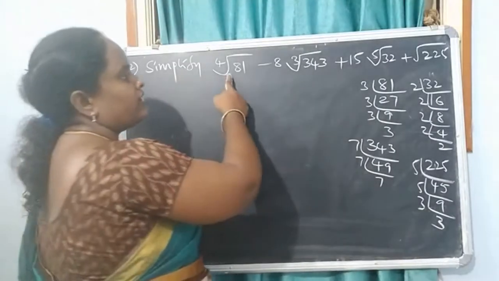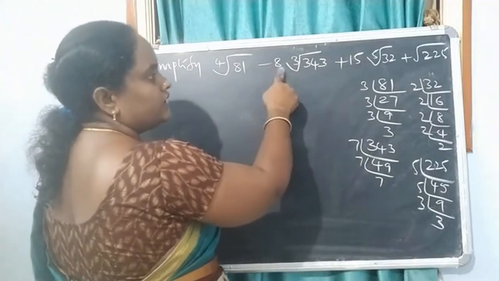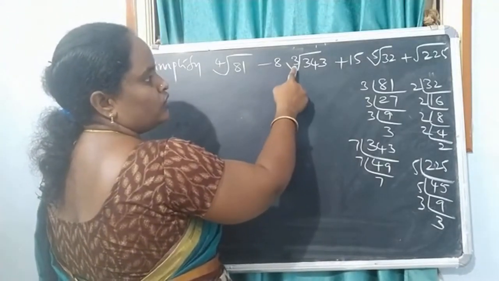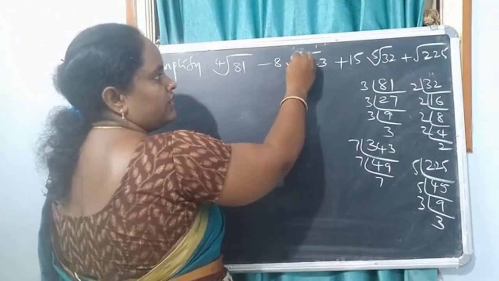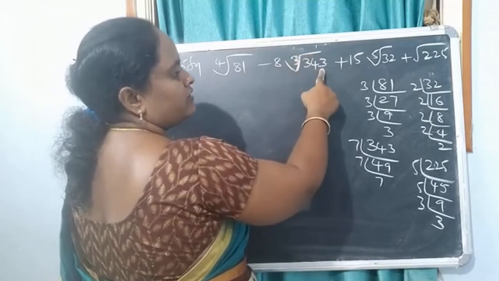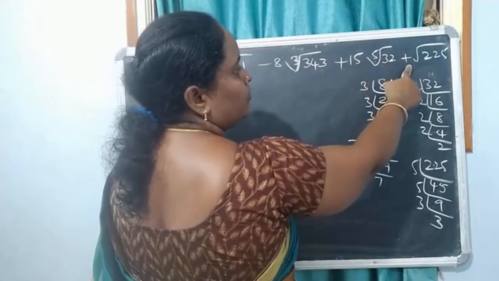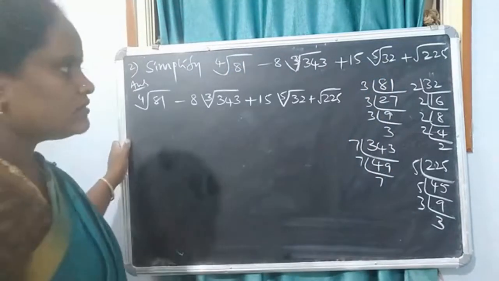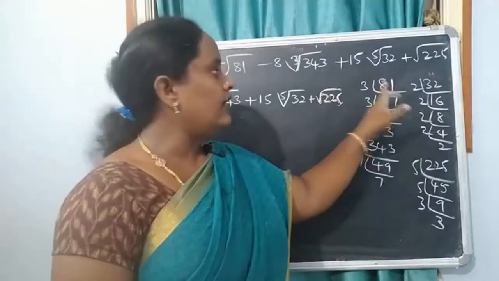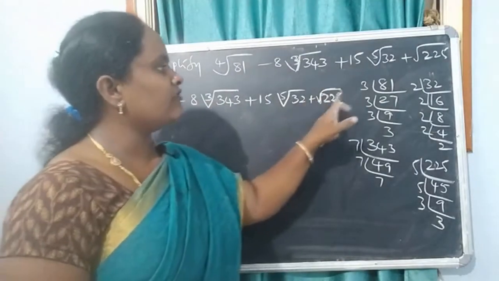Let us move on to the next question. Simplify 4th root of 81 minus 8, where 8 is the coefficient here, into cube root of 343 plus 15 into 5th root of 32 plus square root of 225. So let me take the question. All these numbers under the root can be prime factorized.